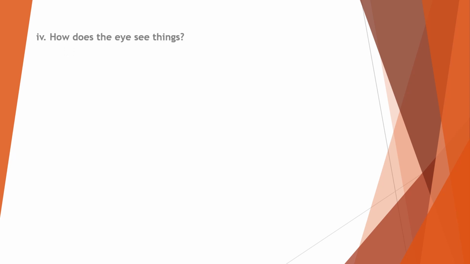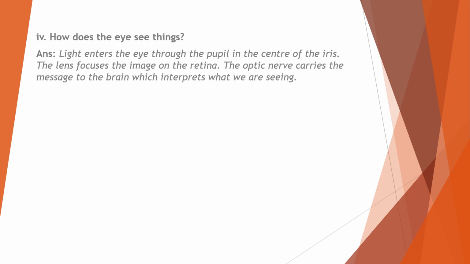The fourth question is, how does the eye see things? In this question, we have to tell about the whole process when the light enters our eye and when the image is formed on the retina. So the answer will be, light enters the eye through the pupil in the center of the iris. The lens focuses the image on the retina. The optic nerve carries the message to the brain, which interprets what we are seeing.